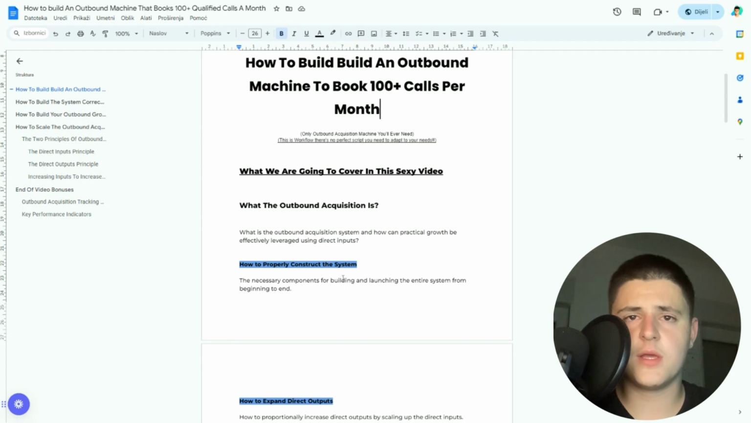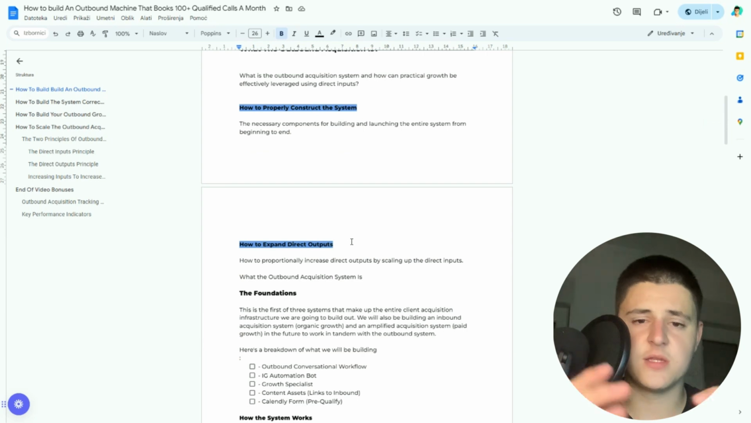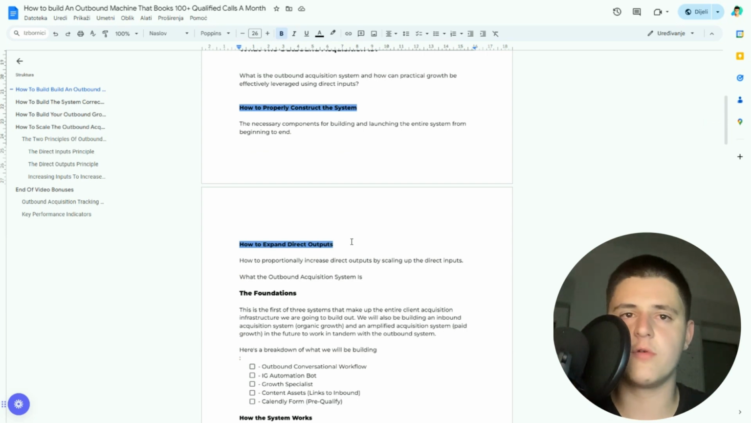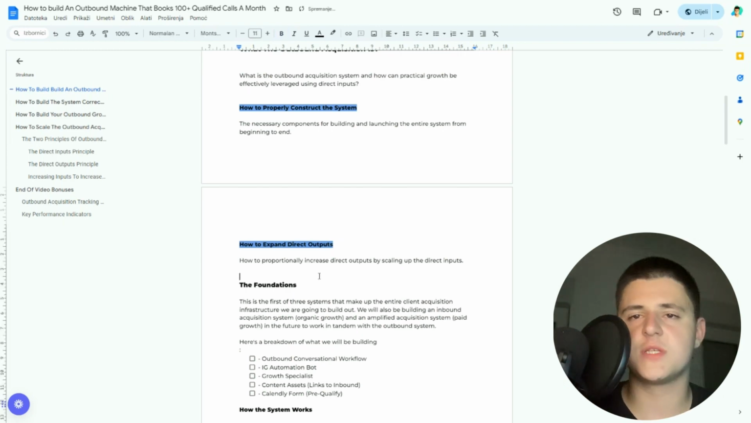How to properly construct the system. We will cover the necessary components for building and launching the entire system from beginning to end, and how to expand the direct outputs. As I said, more input equals more output. How to proportionally increase direct outputs by scaling up the direct inputs.